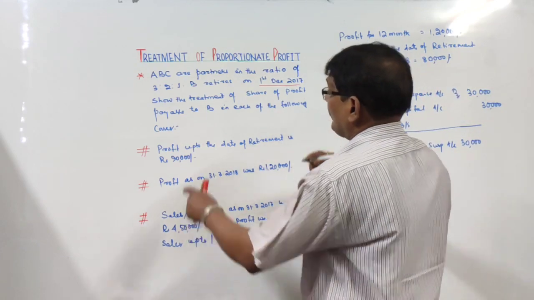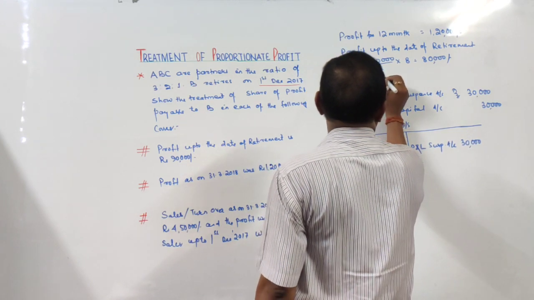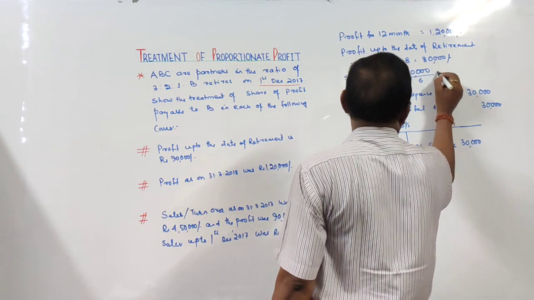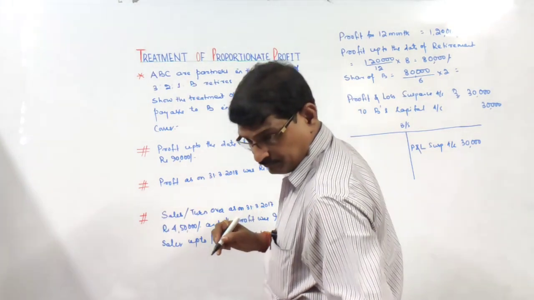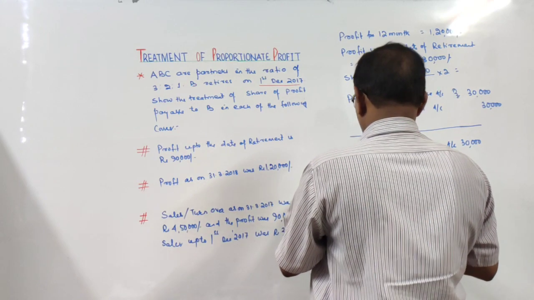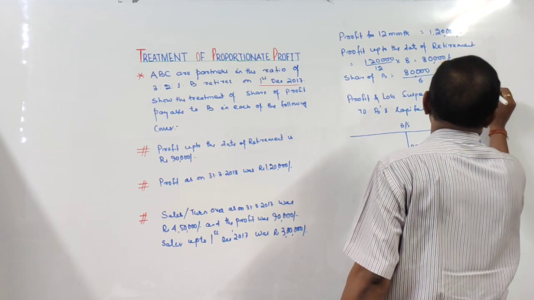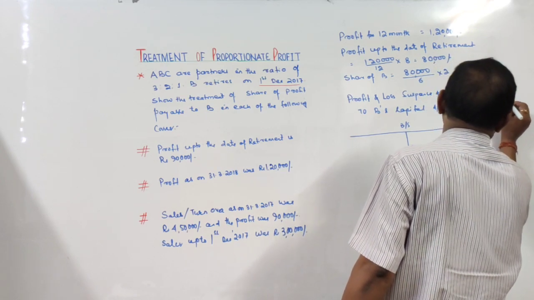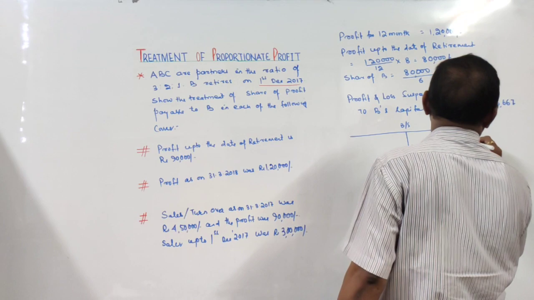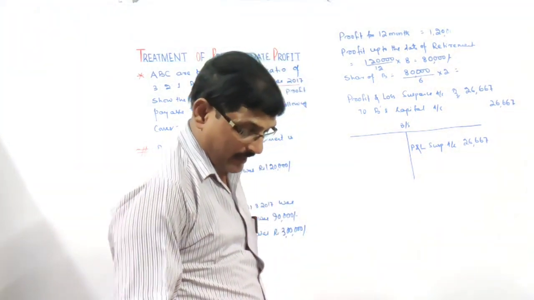And now we will calculate the share of B. Now share of B will be how much? Share of B is equal to 80,000 divided by 6 into 2. It comes to 26,667. The entry remains the same, and it is also to be shown in the balance sheet asset side. Right?